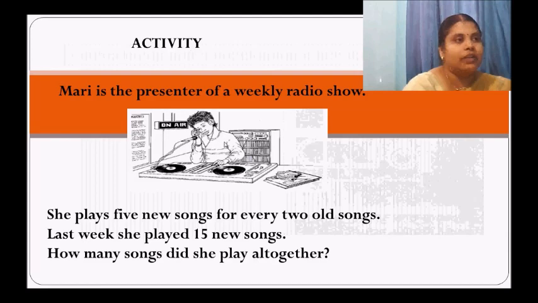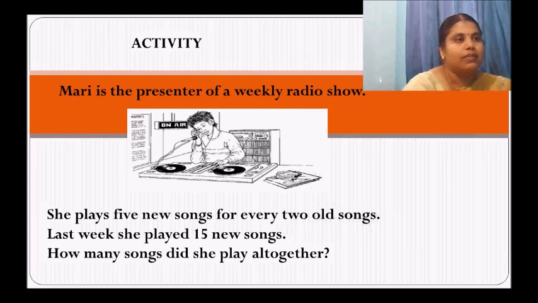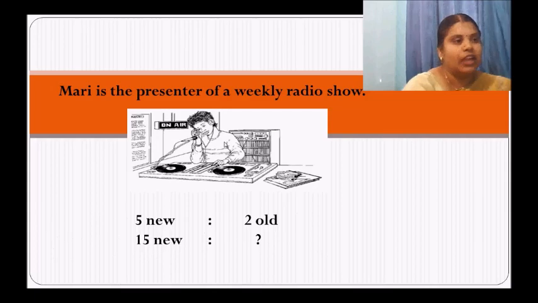In this activity, Mary is the presenter of a weekly radio show. She plays 5 new songs for every 2 old songs. Last week she played 15 new songs. How many songs did she play altogether? 5 new songs get compared with 2 old songs.